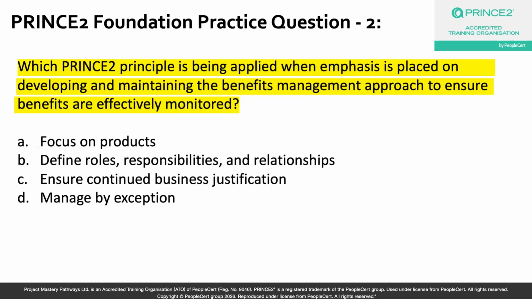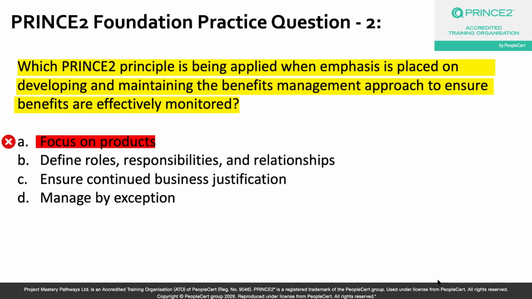Now option A, focus on products. Focus on products is all about defining what the project needs to deliver, the outputs, the product descriptions, the quality expectations, etc., right? It's about being output oriented rather than work oriented, as we discussed in the previous question. Now benefits are not products, right? Because benefits are the measurable improvements that result after the project delivers its outputs, which could be the products, okay? So that is why this option does not fit in this scenario. So option A is incorrect.